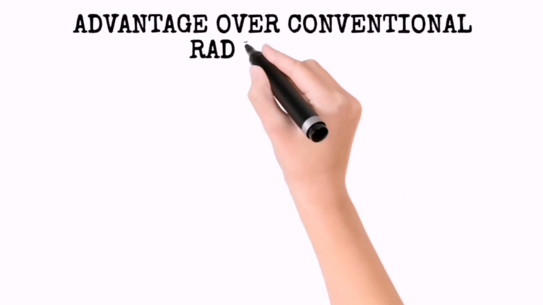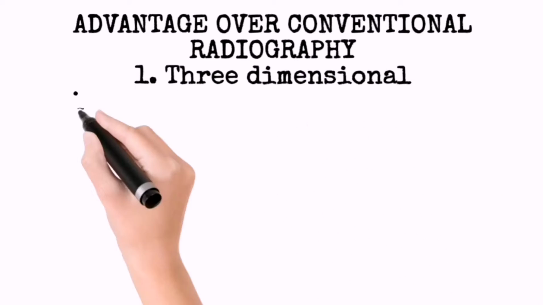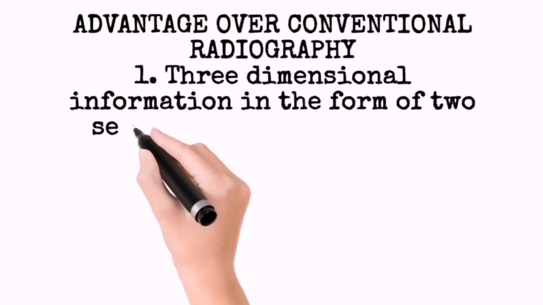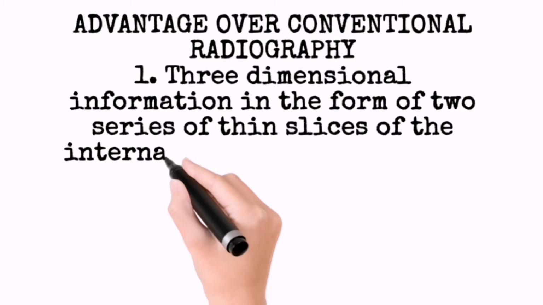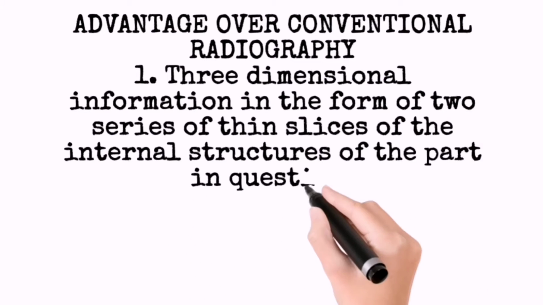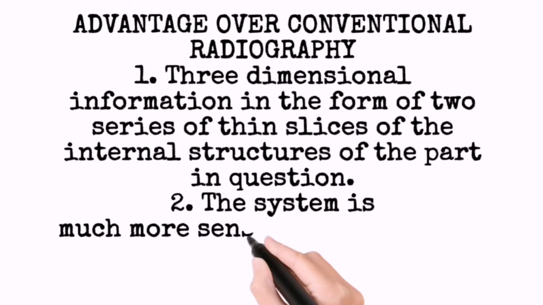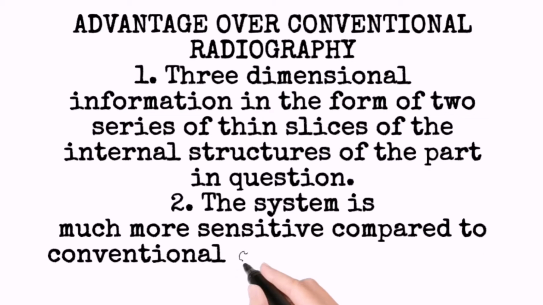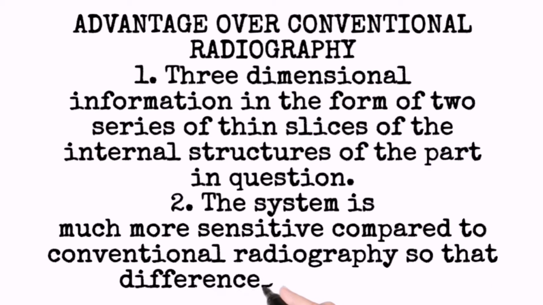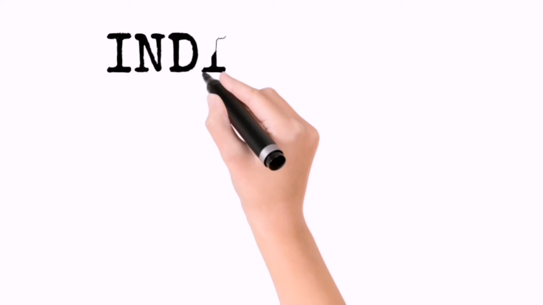The advantage of CT scan over conventional radiography is that it provides three-dimensional information in the form of two series of thin slices of internal structures of the part in question. The system is much more sensitive compared to conventional radiography, so that differences in tissues can be seen. What are the indications for a head CT scan?